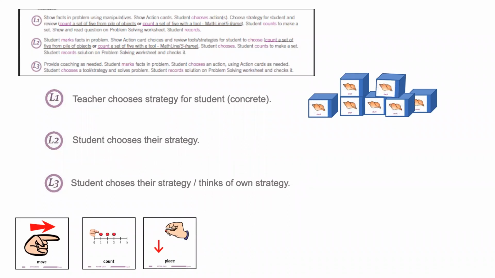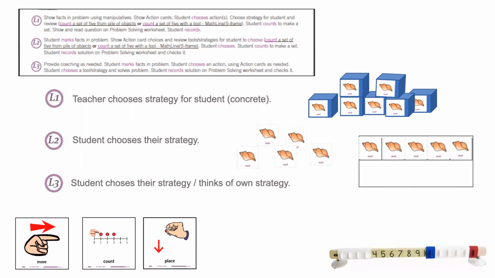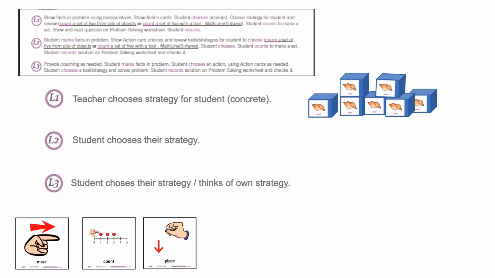For example, level one support has the facts shown in the problem using manipulatives. In this case, I have attached the pick symbols of the shells to cubes for accessibility for my student. I can then show the 3 action cards: count, move, and place. The student then chooses what action they want to use to solve the problem. Once the student chooses the action, I then choose the tool that they have been most successful with throughout the lesson, along with any additional adaptations.